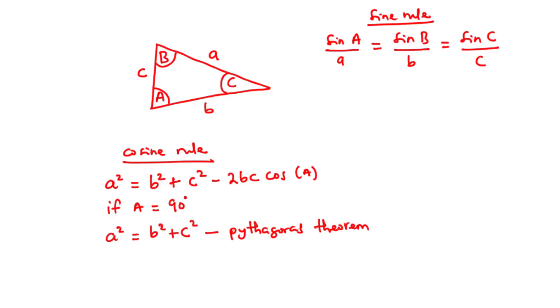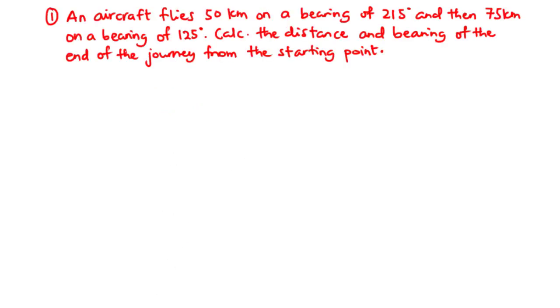Now that we are familiar with both the sine rule and the cosine rule, we can take some examples on bearing and distance problems. So for question number 1, an aircraft flies 50 kilometers on a bearing of 215 degrees and then 75 kilometers on a bearing of 125 degrees. Calculate the distance and the bearing of the end of the journey from the starting point. Now let's solve this question together.